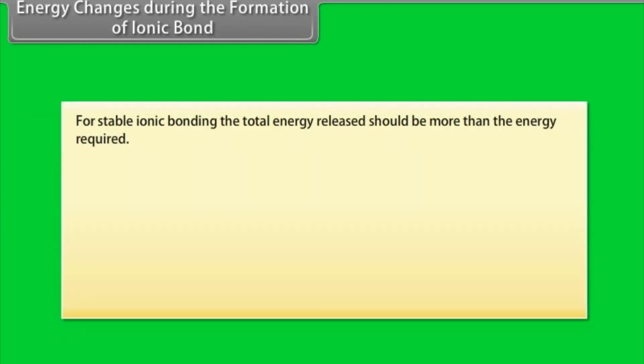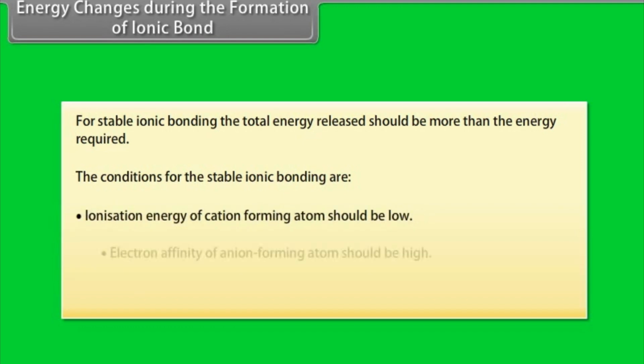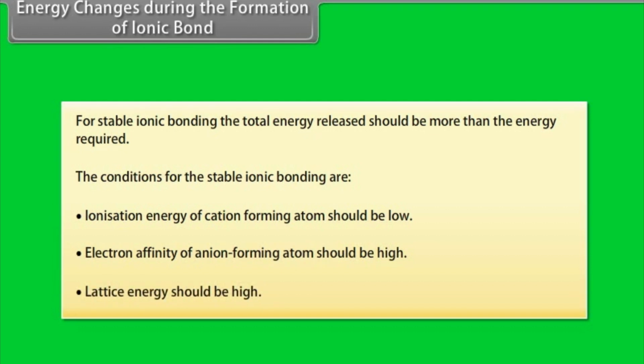Now, for stable ionic bonding, the total energy released should be more than the energy required. The conditions for stable ionic bonding are: ionization energy of cation forming atom should be low. Electron affinity of anion forming atom should be high. Lattice energy should be high.